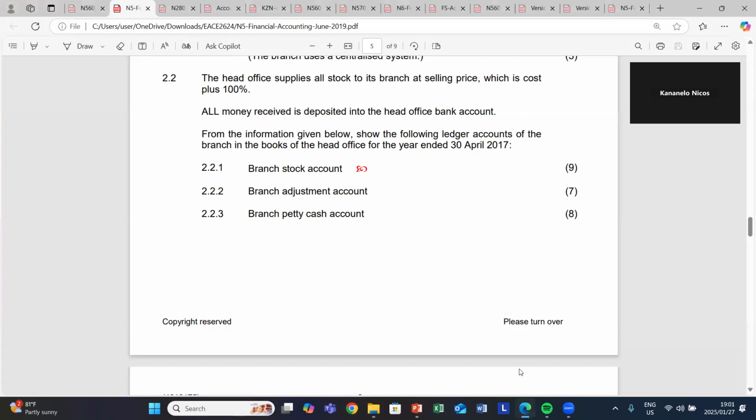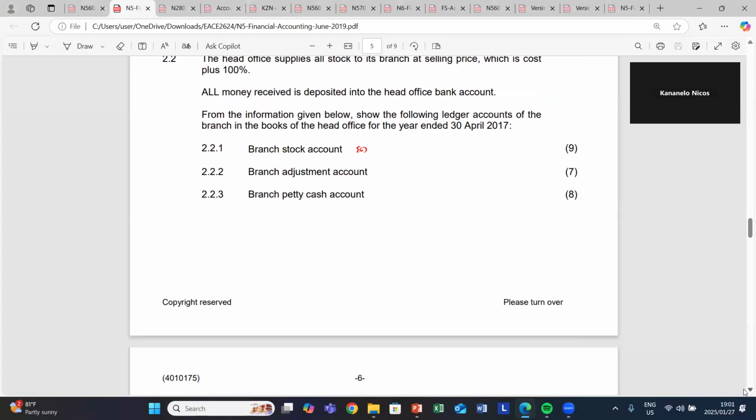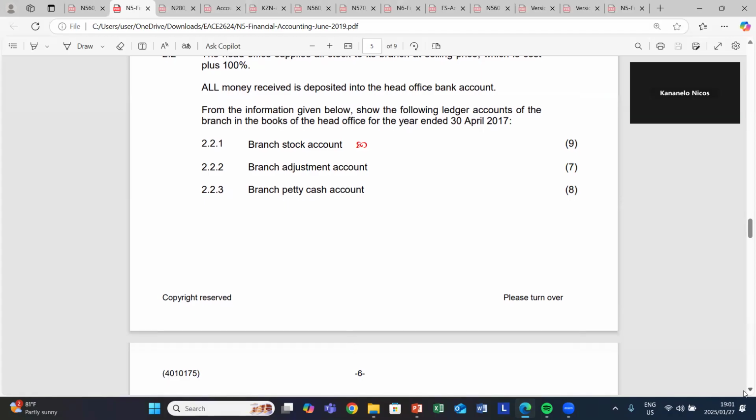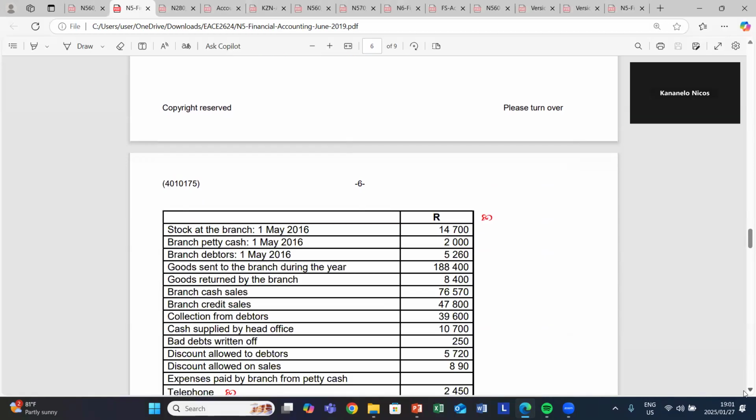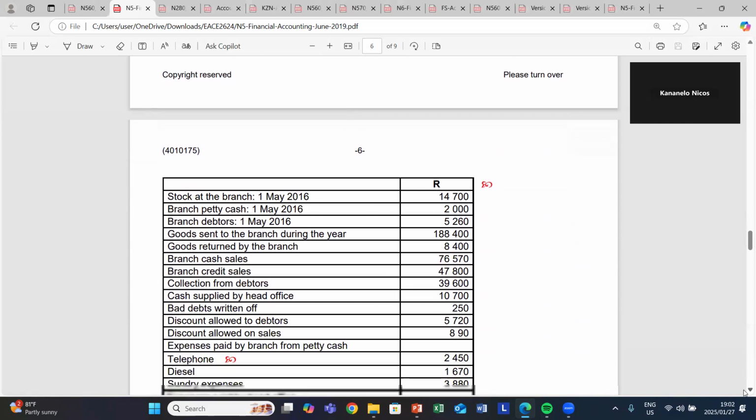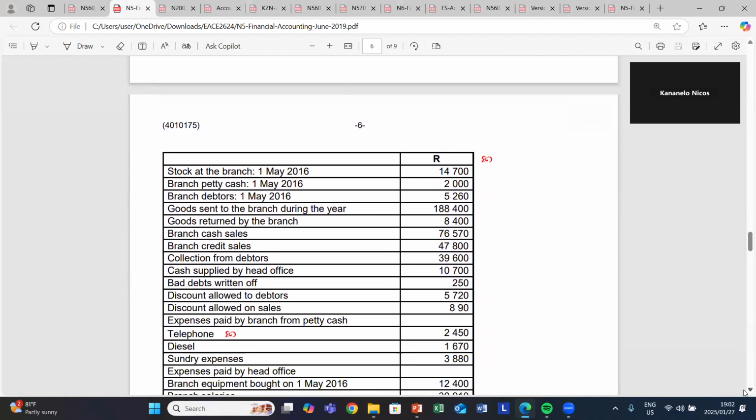In this question paper, we are supposed to be dealing with the selling price method. They told you that we use the selling price method with a markup of 100% on cost. So let's check our adjustments. They gave you a pre-adjustment trial balance, in which they said stock at the branch on the 1st of May 2016, when our year commenced.